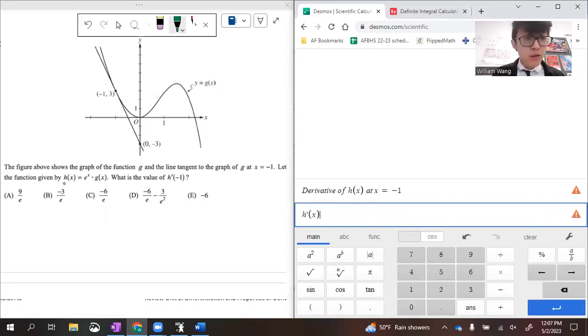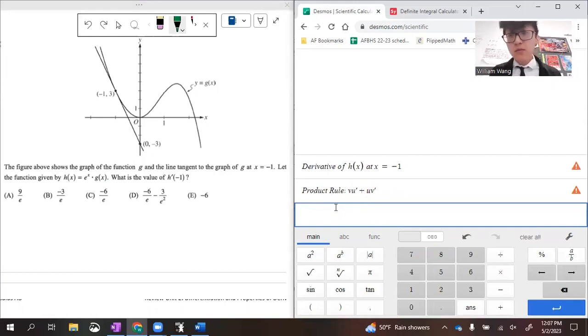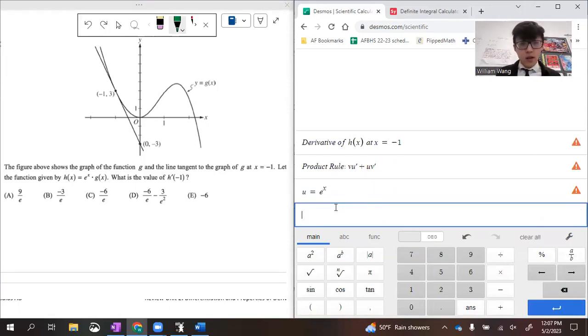Well, first thing I notice, h of x is going to require a product rule, right? Because it's e to the x times g of x. So there's two functions. All right. So let me write out my product rule. vu prime plus uv prime. Excellent. Well, what are my u and v? Well, my u is equal to e to the x. My v is equal to g of x.